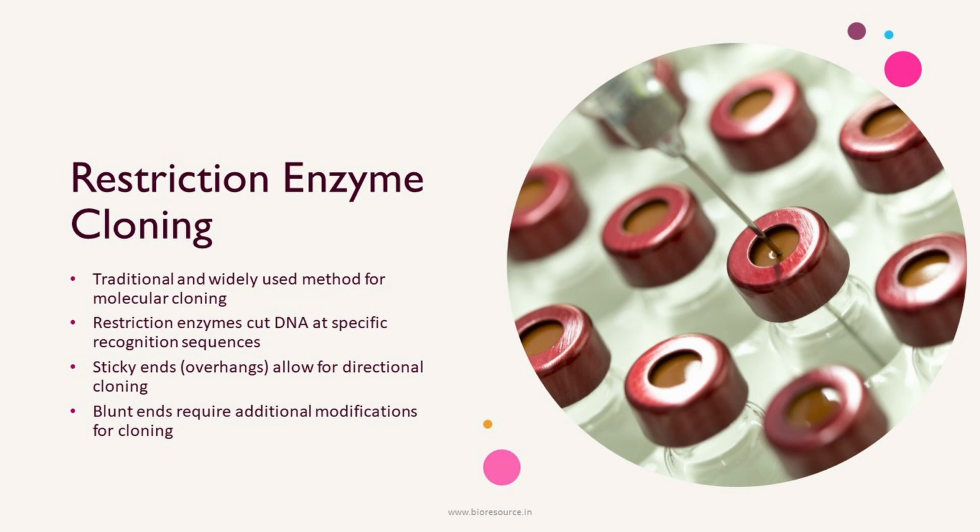Next comes the vector preparation. The vector, which acts as a carrier molecule for our insert, also needs to be prepared. So we linearize the vector using the same restriction enzyme employed for the insert. So the vector and the insert need to be cut using the same enzyme, and this generates complementary ends on both vector and the insert, facilitating their ligation. An additional step involving dephosphorylation of the vector ends is often performed, and this is to prevent self-ligation.